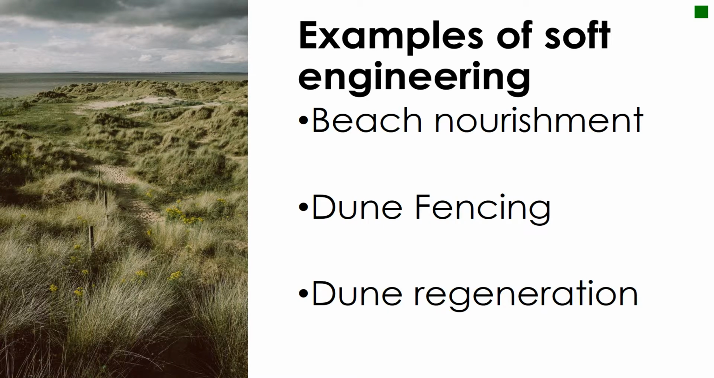Three examples of soft engineering are laid out on this slide. First of all, beach nourishment, which is adding extra sand or shingle to an existing beach to make the beach higher or wider. The sand or sediment can be brought from other beaches further along the coast, or in some cases even brought from other countries. It's best done when the same kind of sand and shingle, same colour, same grain size is brought in to match the aesthetic of this particular part of the coast.